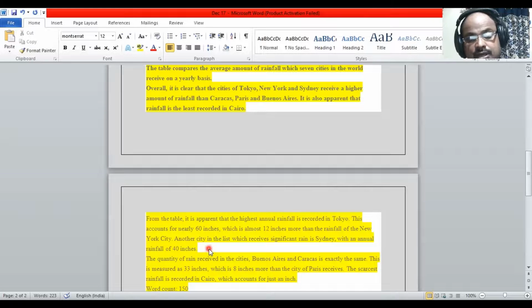Another city in the list which receives significant rain is Sydney with an annual rainfall of 40 inches. So these 3 cities, we have mentioned Tokyo, New York, and Sydney here. We have mentioned all three cities here.